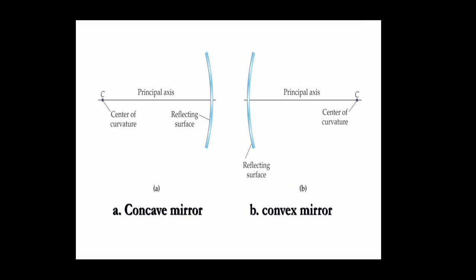So children, in today's class we have studied about reflection of light, laws of reflection, types of reflection, and the spherical mirror. The two spherical mirrors we have taken. One is a concave mirror and another one is a convex mirror.